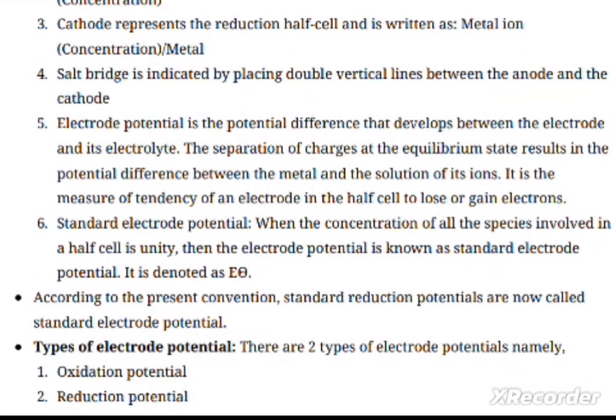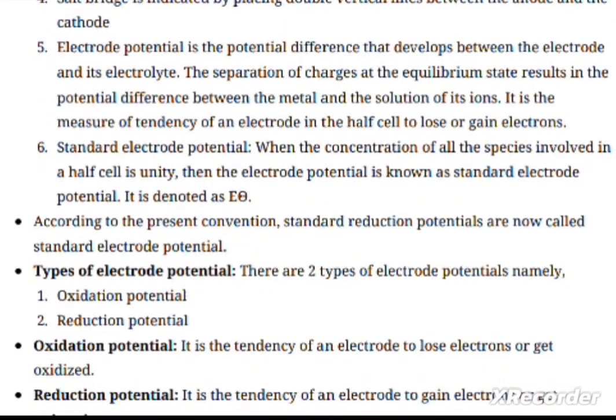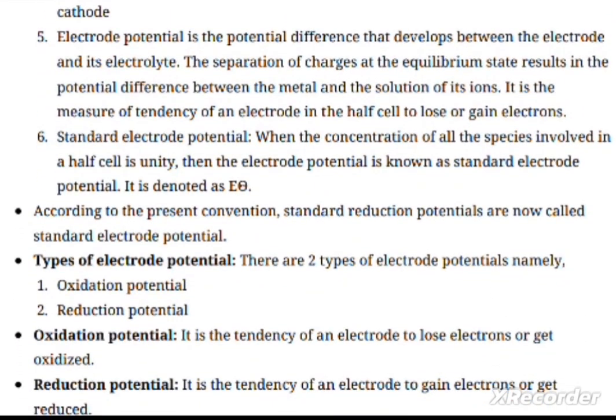Sixth, standard electrode potential. What does standard electrode potential mean? When the concentration of all the species involved in a half cell is unity, then the electrode potential is known as the standard electrode potential. It is denoted by E°. According to the present convention, standard reduction potentials are known as standard electrode potentials.